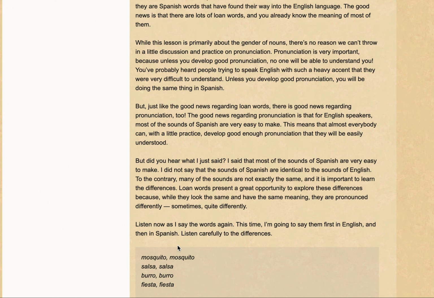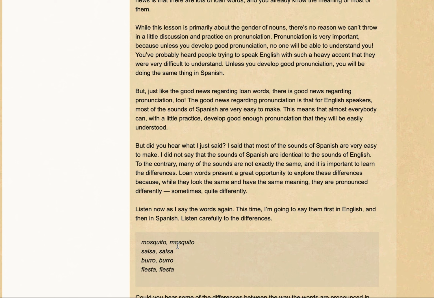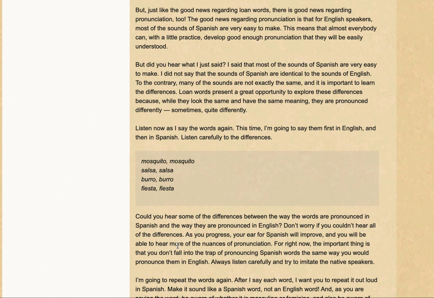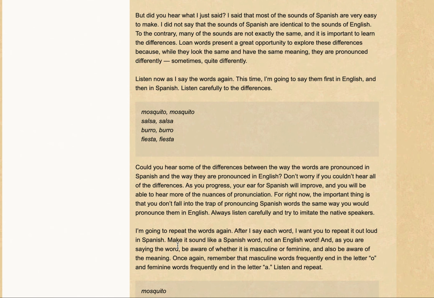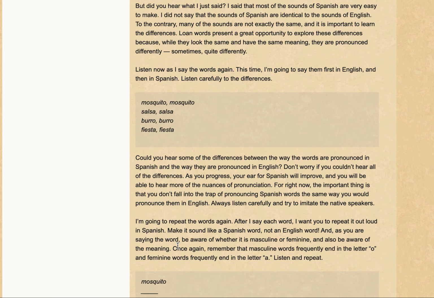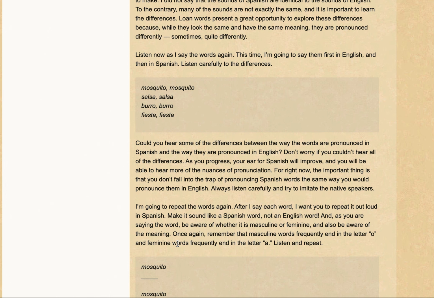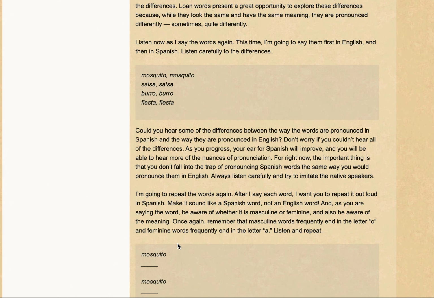But just like the good news regarding loan words, there is good news regarding pronunciation too. The good news is that for English speakers, most of the sounds of Spanish are very easy to make. This means that almost everybody can, with a little practice, develop good enough pronunciation that they will be easily understood. But did you hear what I just said? I said that most of the sounds of Spanish are very easy to make. I did not say that the sounds of Spanish are identical to the sounds of English. To the contrary, many of the sounds are not exactly the same, and it is important to learn the differences.